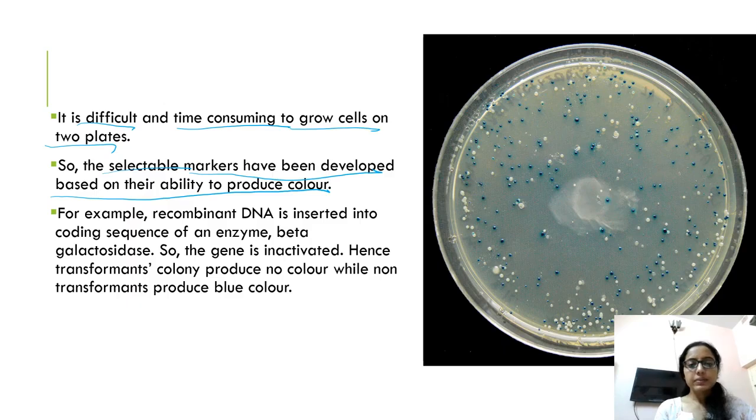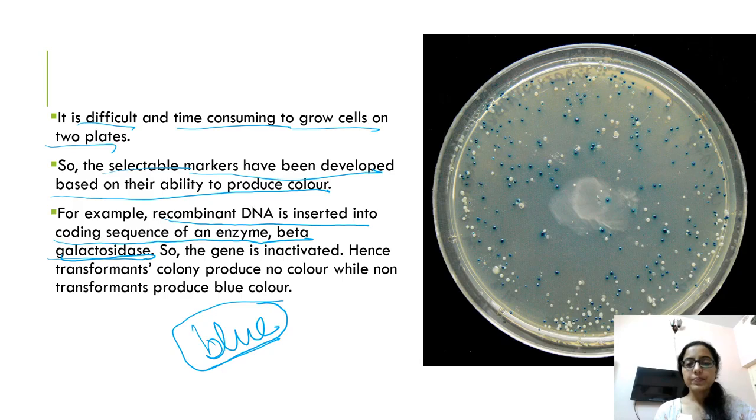For example, recombinant DNA is inserted into the coding sequence of the enzyme beta-galactosidase. Beta-galactosidase has a gene which produces blue color. But we will see how the recombination is done. This blue-colored gene is inactivated, and instead of it, our gene of interest is introduced. Right. So if they are transformants, they should not produce blue color. So these are the white-colored ones.